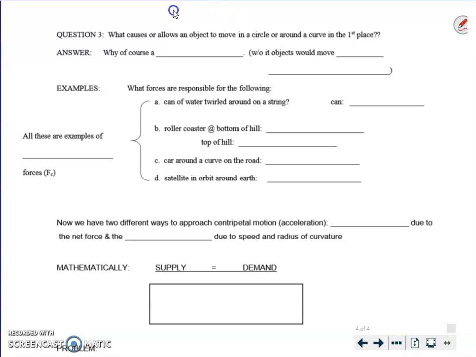Okay, so I already answered the first question. What causes an object to move in a circle or a curve in the first place? We never really talked about that much in the previous tutorials, but now we are. And of course, that's a net force. That net force can be a variety of forces, and that's what we want to be able to understand. And if you don't have a net force acting on something, then the first law of motion kicks in, which means that objects would move in a straight line, or better put, at a constant velocity.